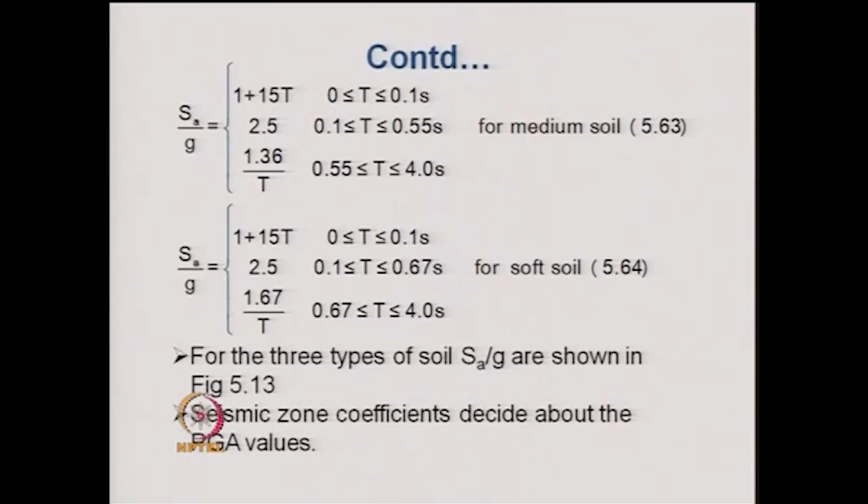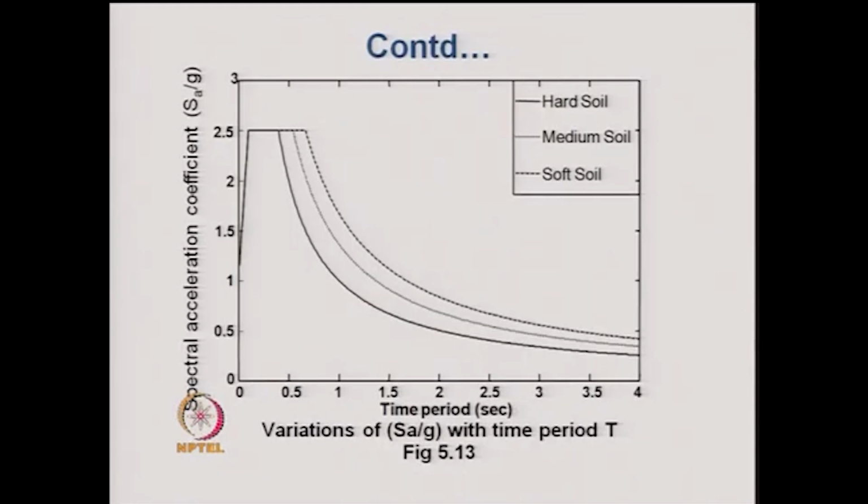Only the last segment of the curve changes. It is 1 by T for hard soil, 1.36 by T for medium soil, and 1.67 by T for soft soil. For the three types of soil, the SA by G are shown over here, and one can see that for soft soil and for greater time period, the SA by G coefficient is more. That is, for soft soil we expect more amplification to take place.